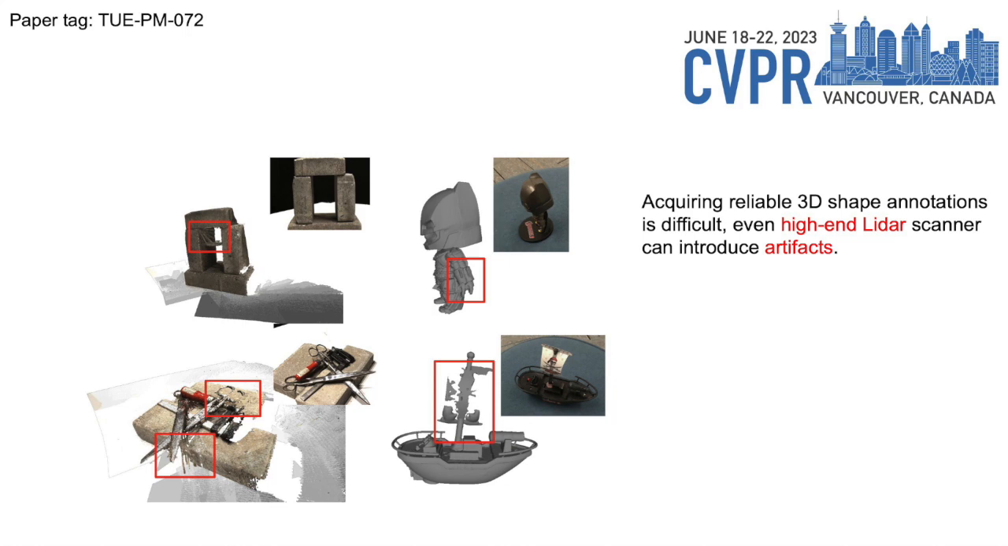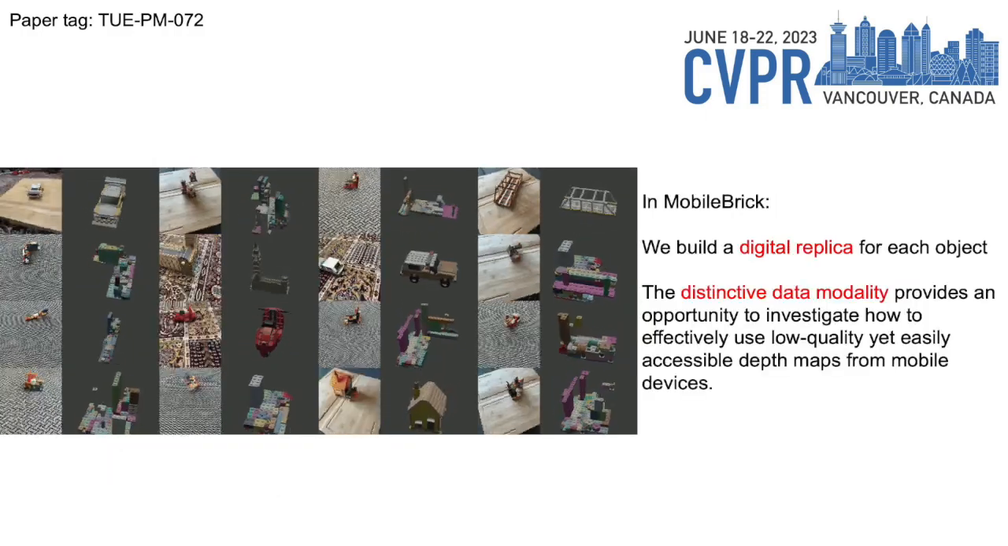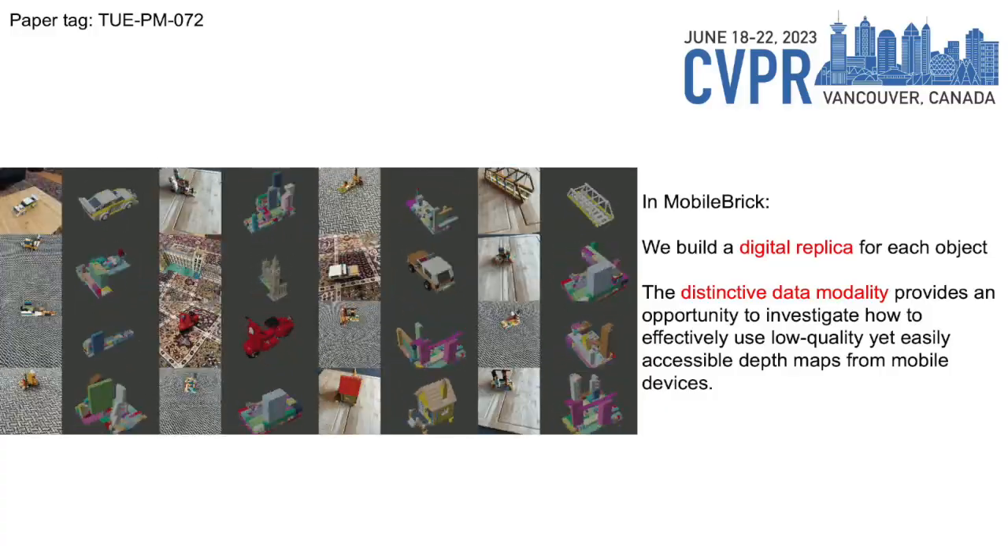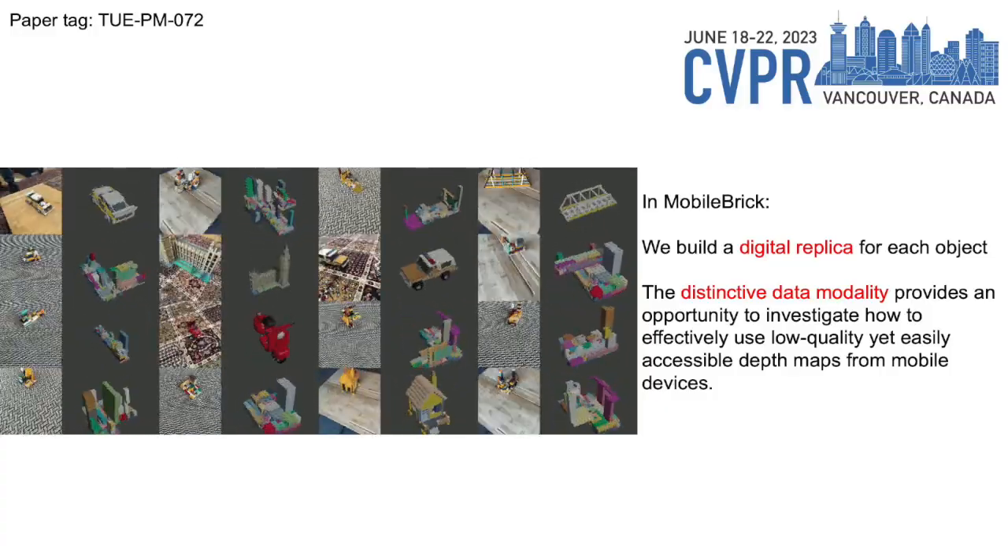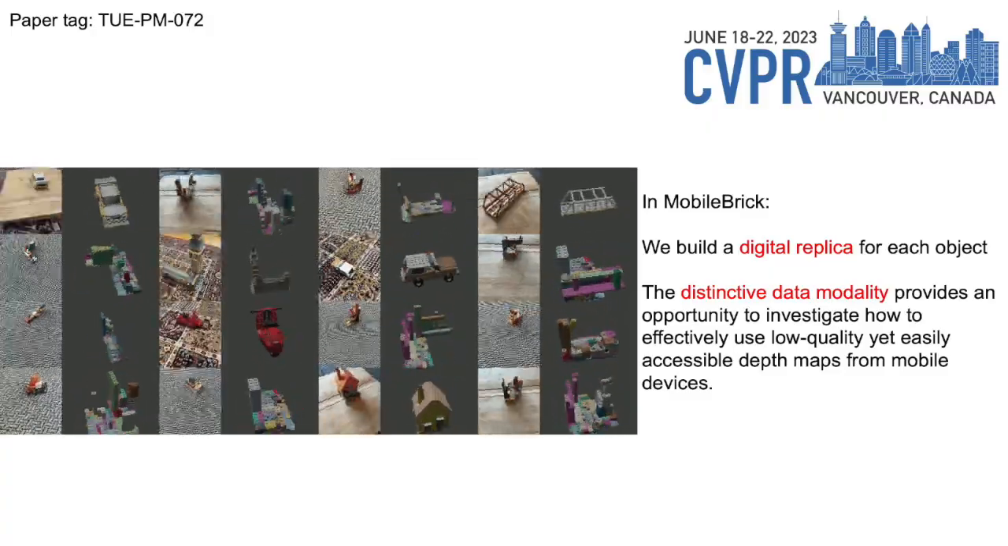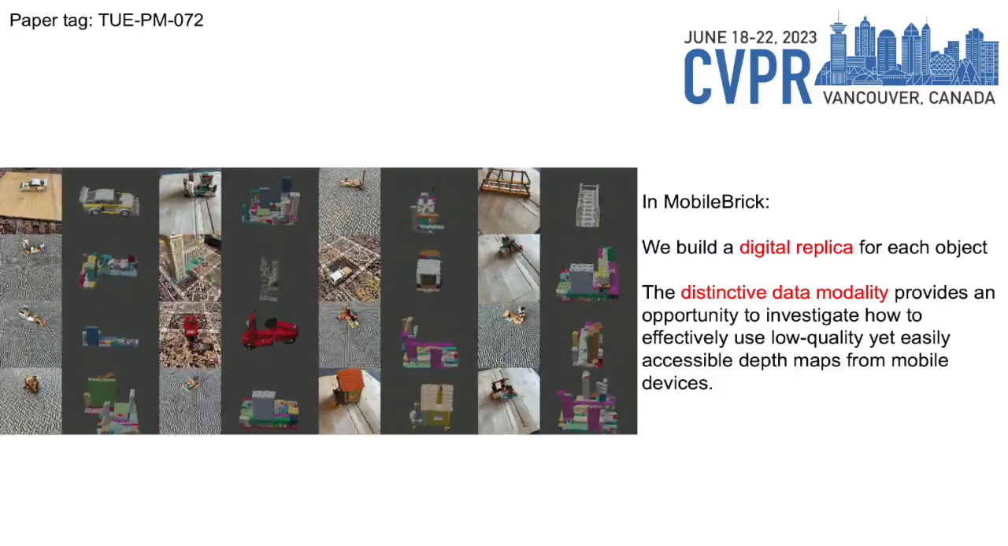Obtaining precise 3D shape annotations to evaluate 3D reconstruction algorithms has been a challenge. Even annotations created from a high-end LiDAR scanner can introduce artifacts, as shown in the figure here. Instead of using a 3D scanner to obtain 3D shape annotations, we create annotations by building a digital replica for each object in MobileBrick, such that the annotations are highly precise for objects captured in the videos.